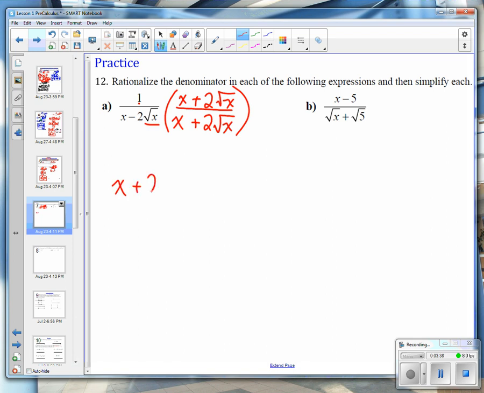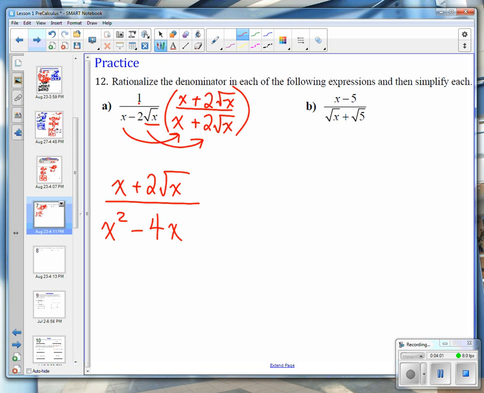Just going to be x plus 2 root x on the top over, and then the bottom here, remember, I only need to multiply the first and the last term because the middle terms are always going to cancel out. So I've got x squared, and then minus and a positive is going to become a negative. 2 root x times 2 root x is going to become 4x.